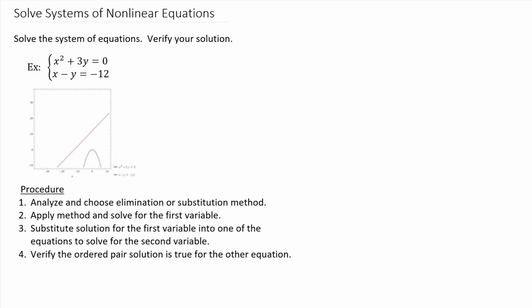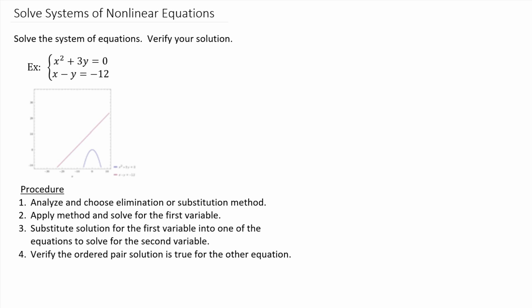The focus of this lesson is on solving a system of nonlinear equations. We can see from our graph that one of our equations is in fact linear. It comes from the second equation, which represents that red line in our graph. The first equation is actually a parabola, that blue graph, and you can see it's that upside down U shape. So this is a nonlinear system because at least one of the equations is not linear.